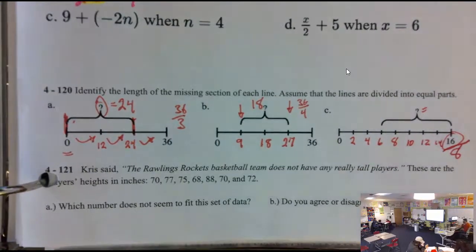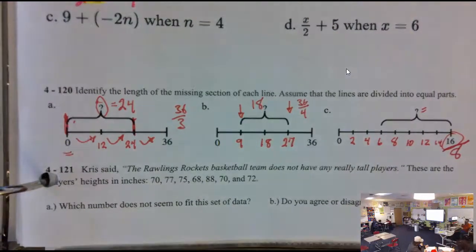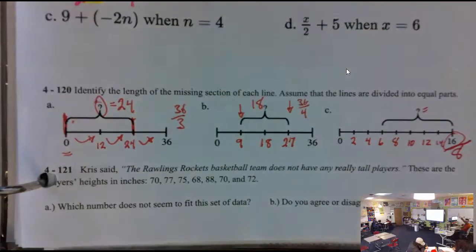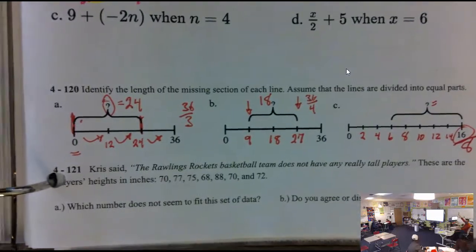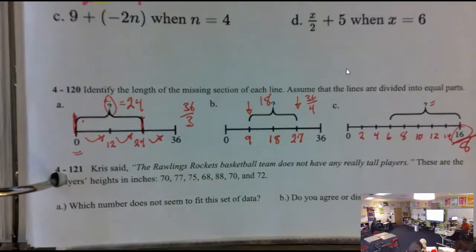And then 121. This is like just getting into the next chapter worth of us looking at data and looking at sets of numbers and what doesn't match. Who plays a sport? Any sport, golf, frisbee, any sport at all, okay? So if you're on a team, normally you look around at your team and kind of compare yourself to them.